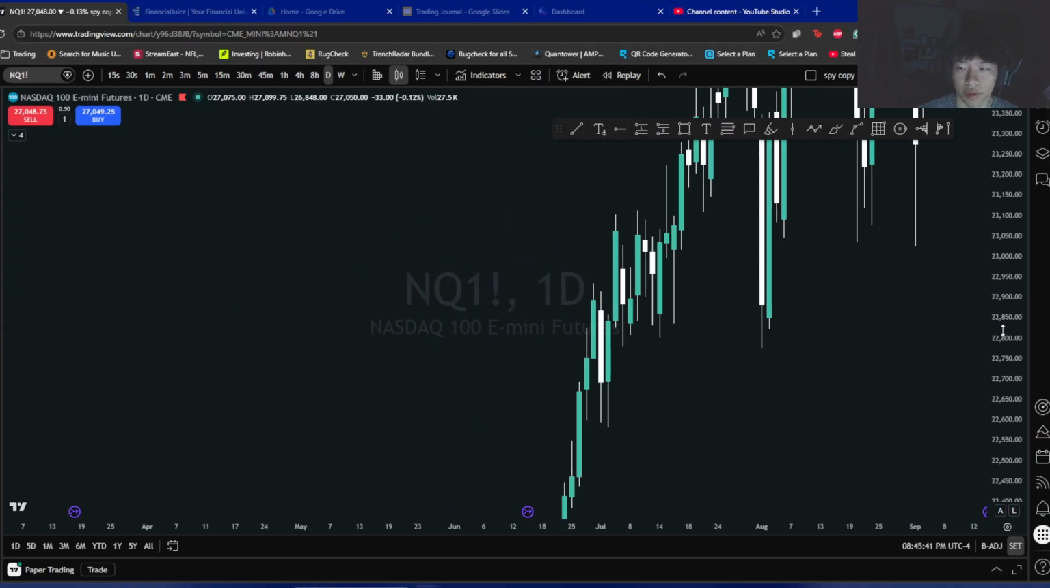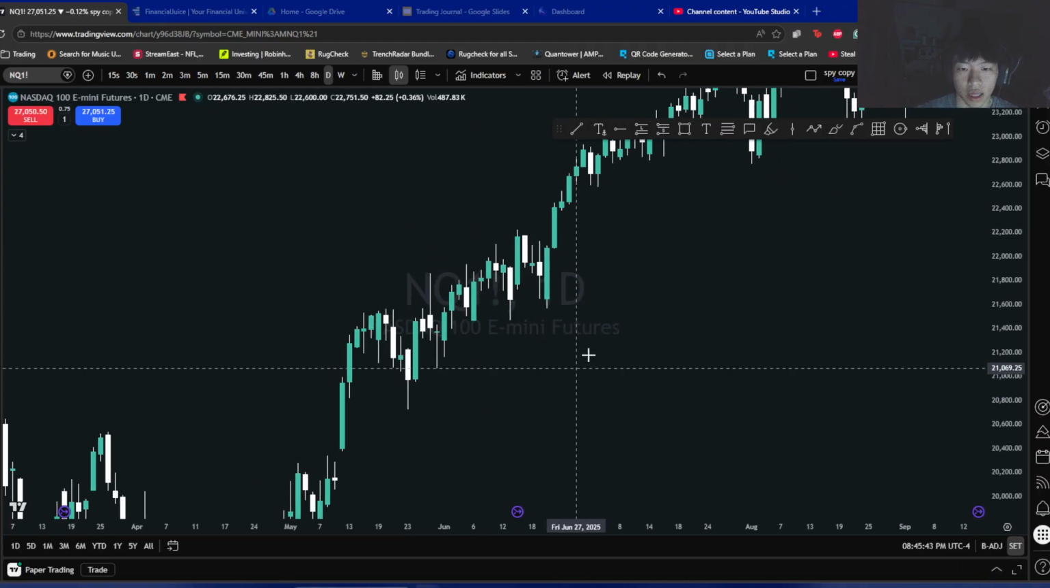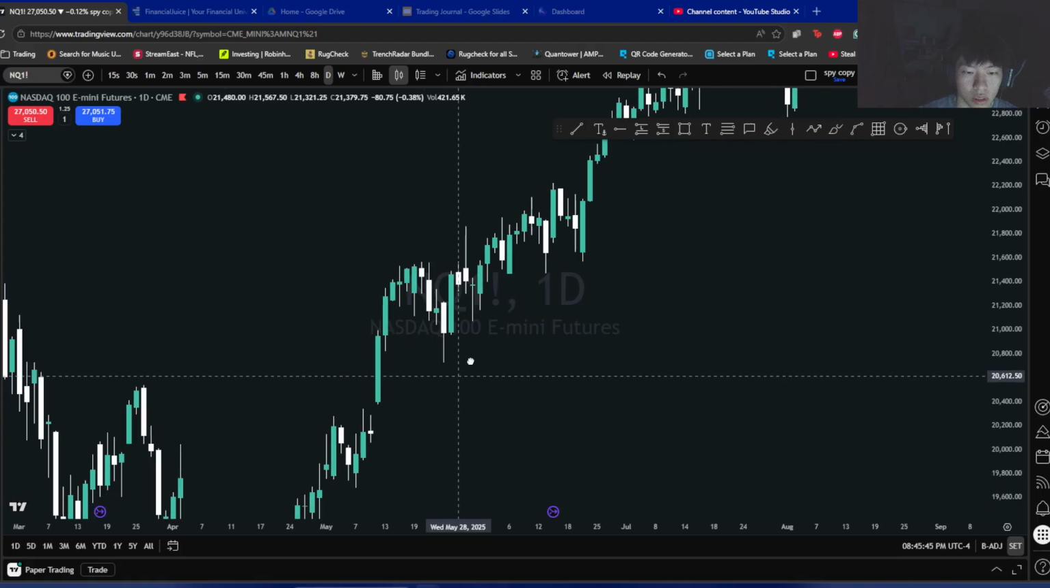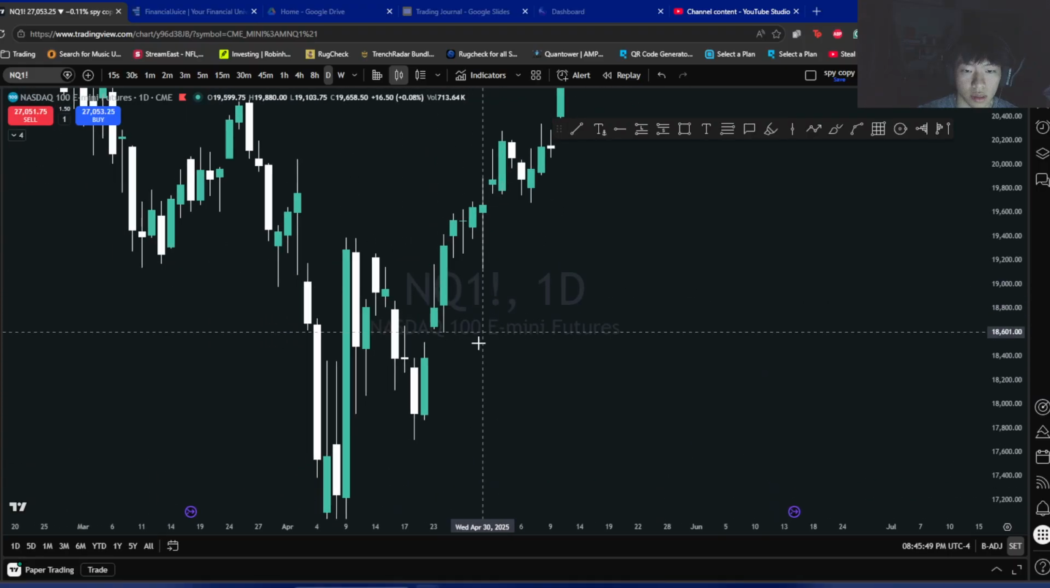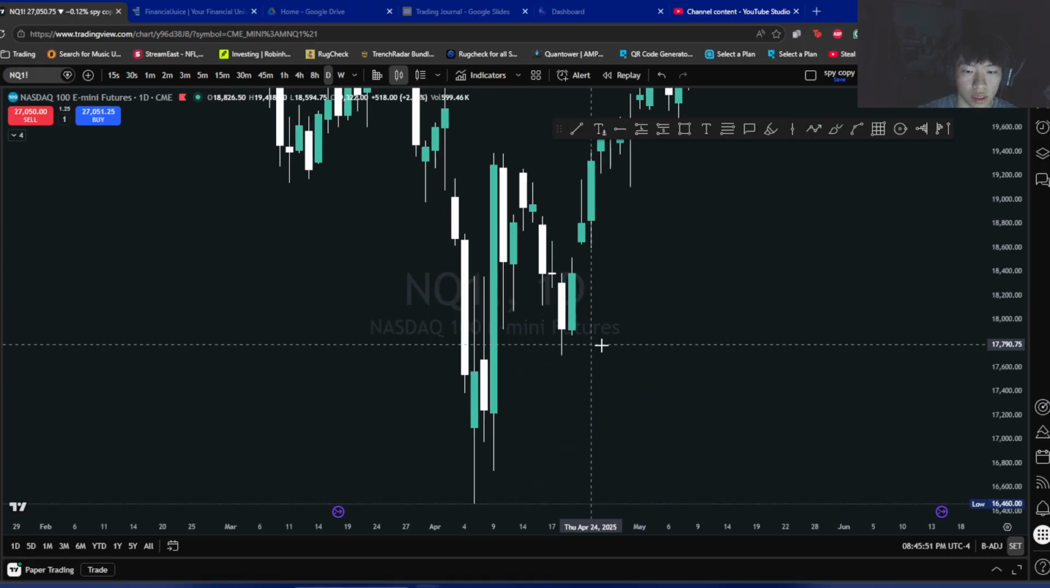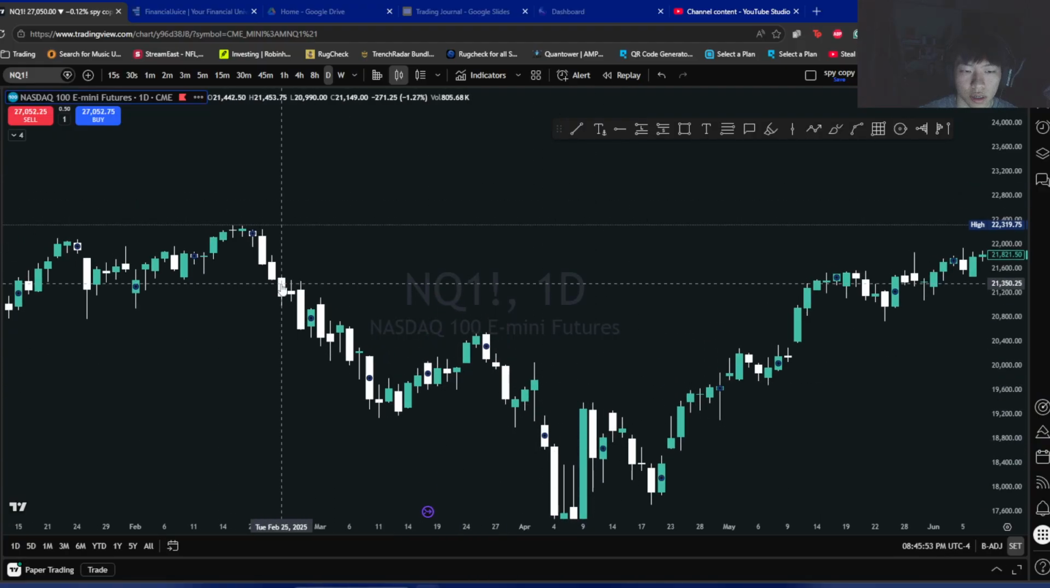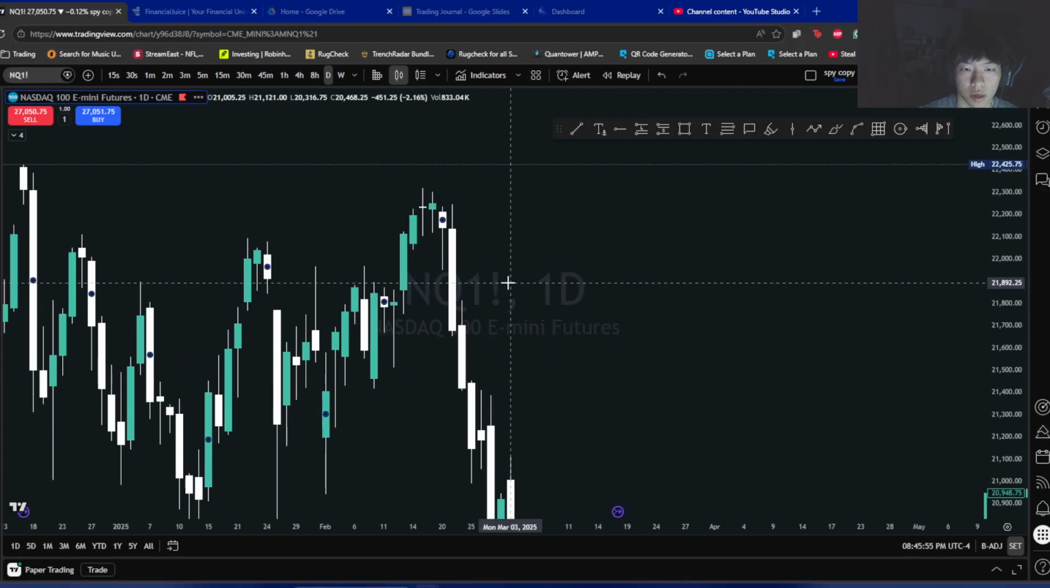Alright. The daily candle has a lot of chop, so it's kind of hard to find a nice example. It is a lot easier to find on the lower time frame.